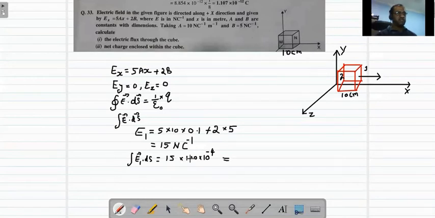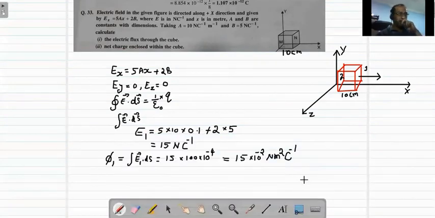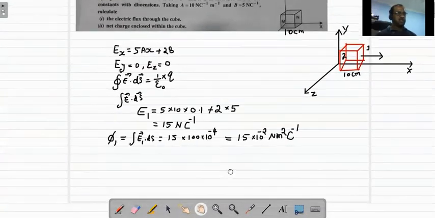So this final will come how much? 15 into 100 into 10 raised to minus 4 is 15 into 10 raised to minus 2, which is 0.15. What is the unit of this? We can write this as phi 1. Why do we write phi 1? It is the flux passing through the first surface, surface 1. The unit is Newton meter square per coulomb. Got the idea?